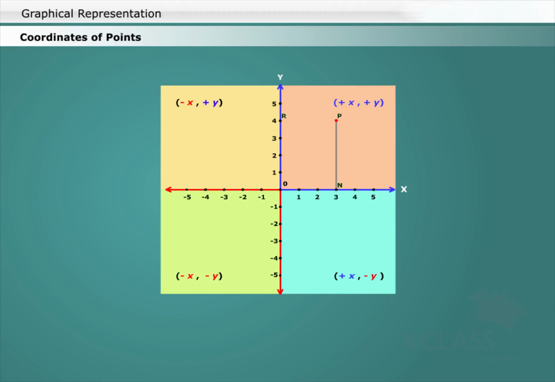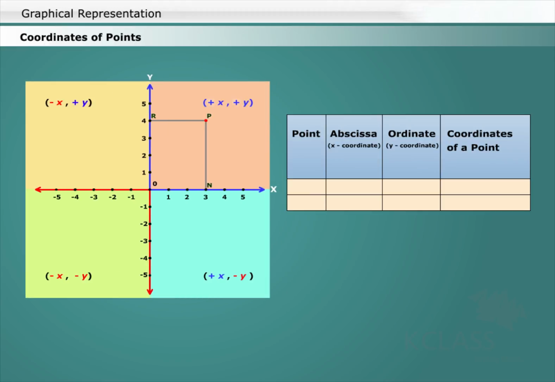Similarly, a perpendicular PR is drawn from P to the y-axis. R is on number 4 on the y-axis. This number 4 is called the y-coordinate or ordinate of point P. Each coordinate carries a sign depending on which quadrant it lies in. Since both the coordinates of P are in the first quadrant, the signs of the x and y coordinates are positive.